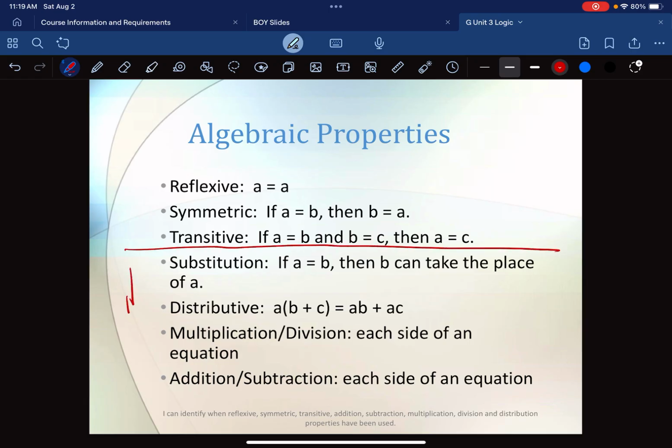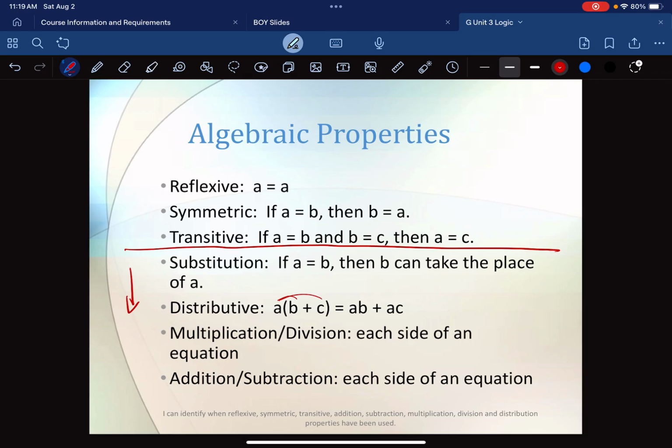I think you guys understand all these down here. Let's look at that. If you substitute, like if A is equal to B, then you can replace A with B. Like B can take A's place because they're the same value, right? Distributive, you understand that, A times B plus A times C. You can multiply or divide on each side of an equation to solve it, and you can also add or subtract on each side of an equation to solve. So I think all these are very heavily things we recognize as steps in equation solving. The new ones really are these top three, reflexive, symmetric, and transitive.